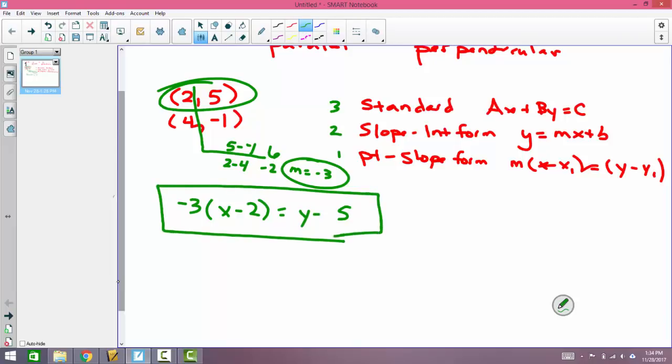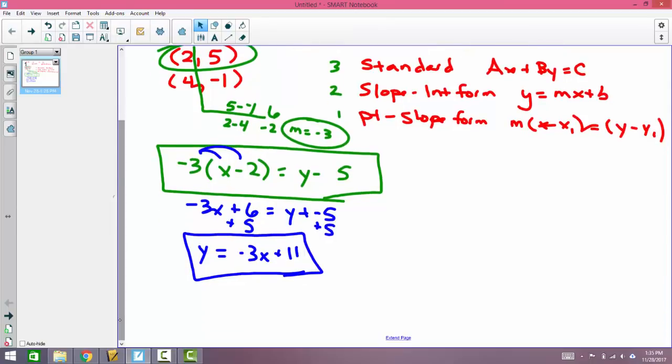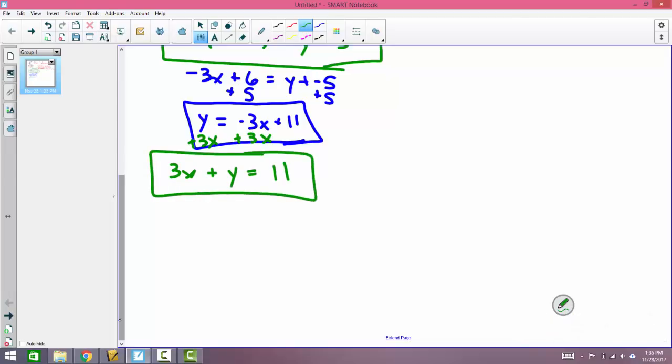To get this to y equals mx plus b, you would distribute. And then you would bring the 5 over through addition. So y equals -3x plus 11. And to get this to standard form, which we haven't done a whole heck of a lot of yet, you just want the x's and the y's on the same side, so we would add 3x. The one little thing about standard form, which again we haven't done a lot of, is that you would like the coefficient of x to be positive and not a fraction.